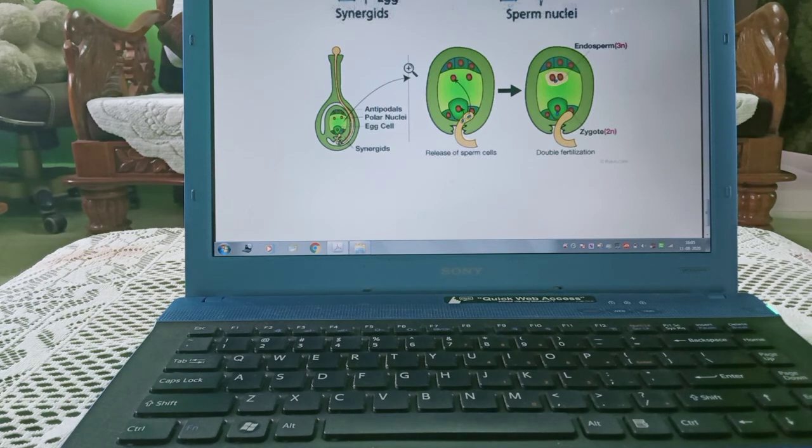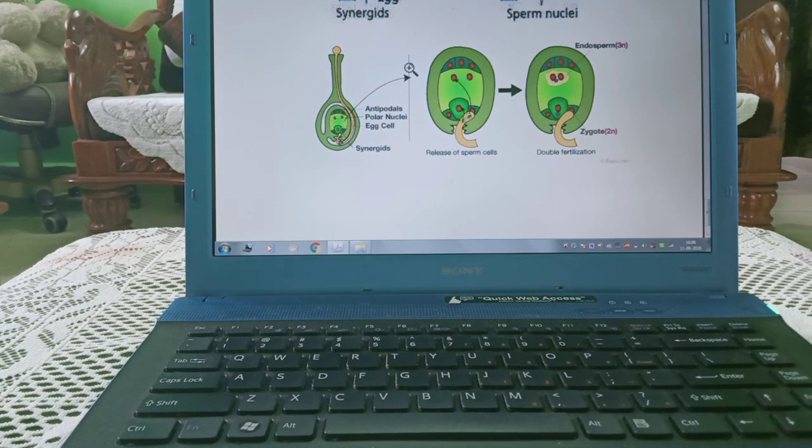Now once more we will see: these are synergids, these are antipodal cells. Here it is more clear, the release of sperm cells. 2 sperm cells are released, one fuses with the female gametophyte, the other fuses with the primary endosperm nucleus. Now here you can see the result: 3 antipodal cells, the micropylar end plus the egg cell, this is the zygote, and this is known as endosperm where 3 haploid cells are there. So this is known as double fertilization and triple fusion.